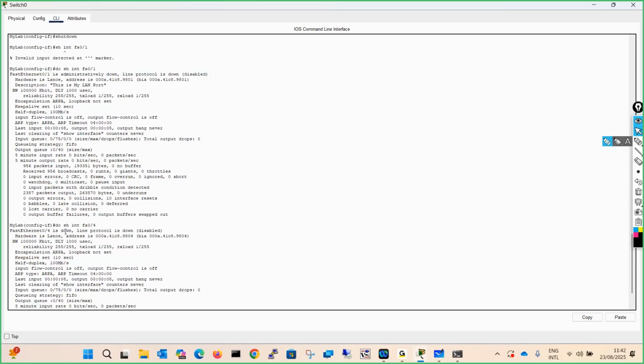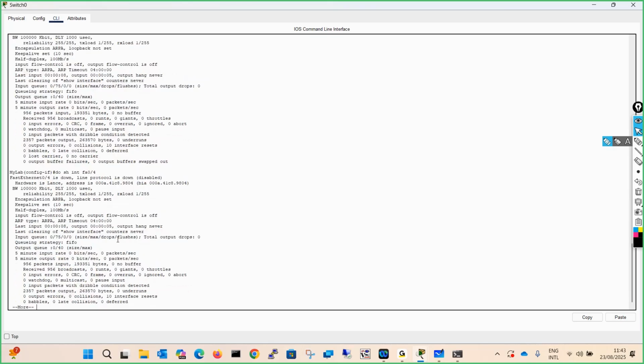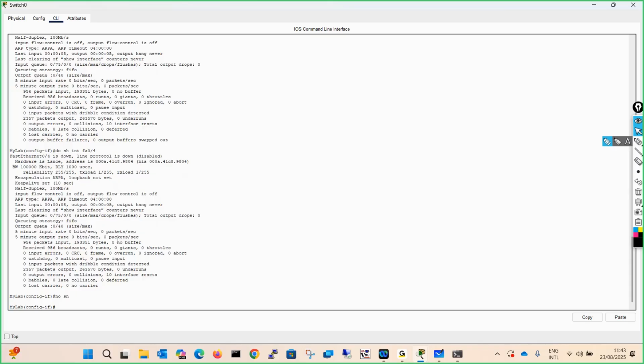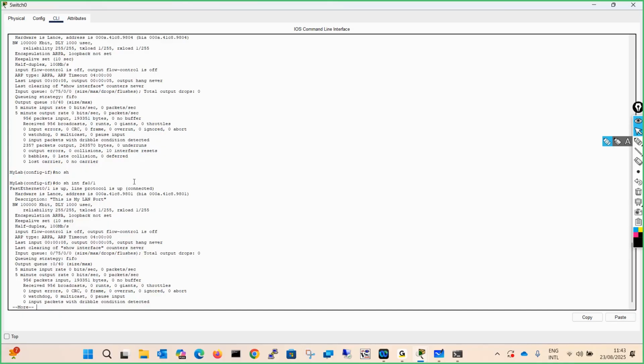But over here, the cable is not connected. The physical connectivity is not there. That's why it is down. You understood the difference? You made this administratively down, and being the administrator, you made it down. So it is saying administratively down. And this is something that is not physically connected, so it is down. Now, again, if you want to make that port up, simply say no shut and check now. Show interface FA 0/1. It has come up.